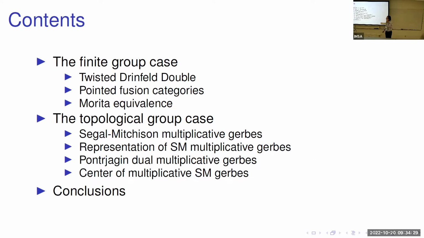the finite group case. All these words that I mentioned, multiplicative gerbes, have a counterpart in the finite group case, which is the twisted Drinfeld double, and how it's related to pointed fusion categories. And I will tell you what is the classification and Morita equivalence of these gadgets. And then I will try to explain what is our proposal to look at these things whenever the group is continuous, Lie or any continuous group.